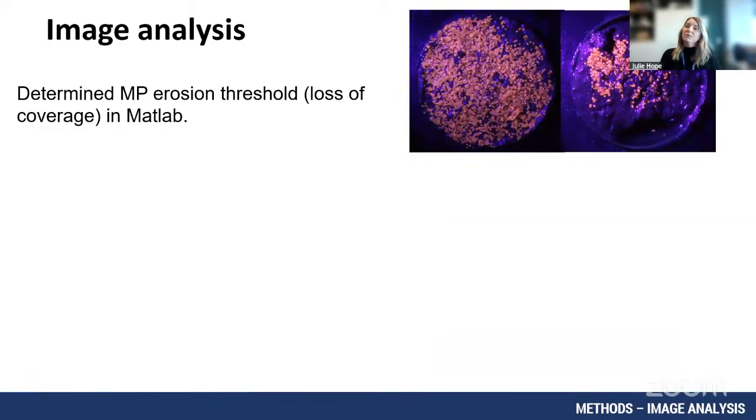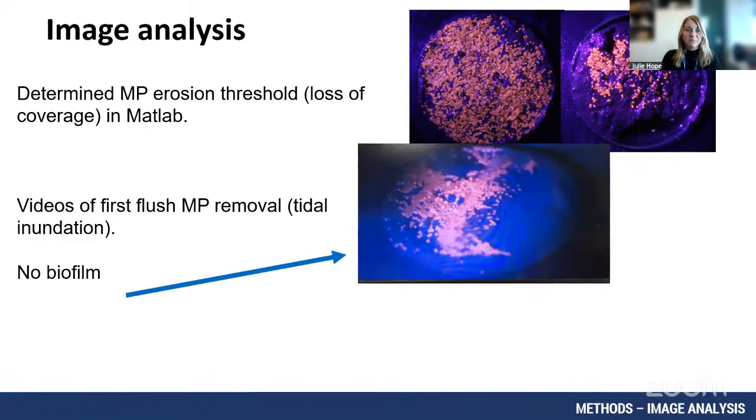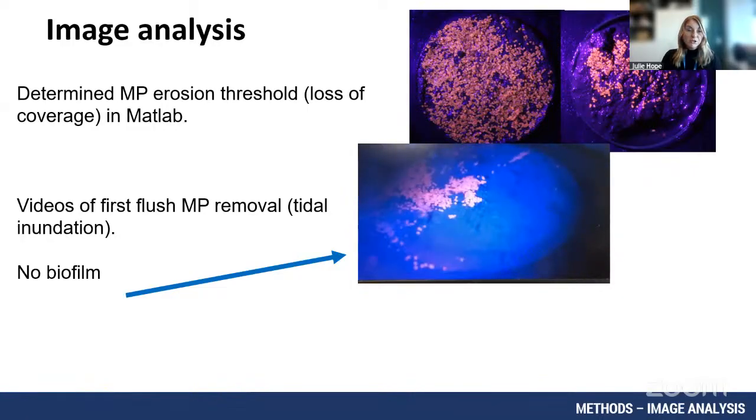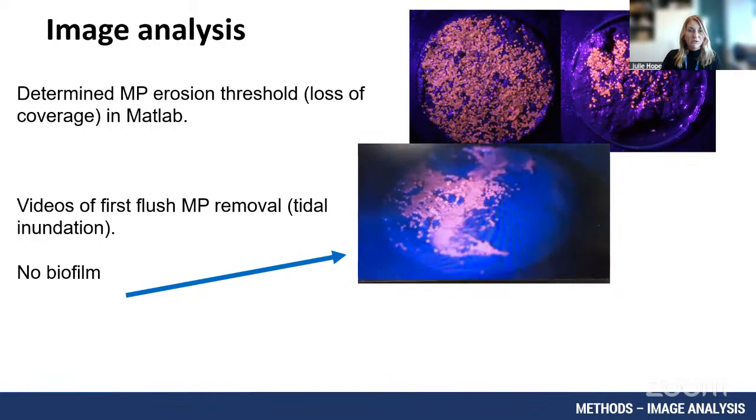And what we did was, these are two of the aerial photos. We were able to look at the loss of coverage in those particles from that circular area, which is the petri dish, using loss of coverage in a MATLAB code. I just want to show you two videos of the first flush of the plastics being removed. So you can think of this as tidal inundation. Now these cores were flushed. They were all put into water to remove any loose particles.